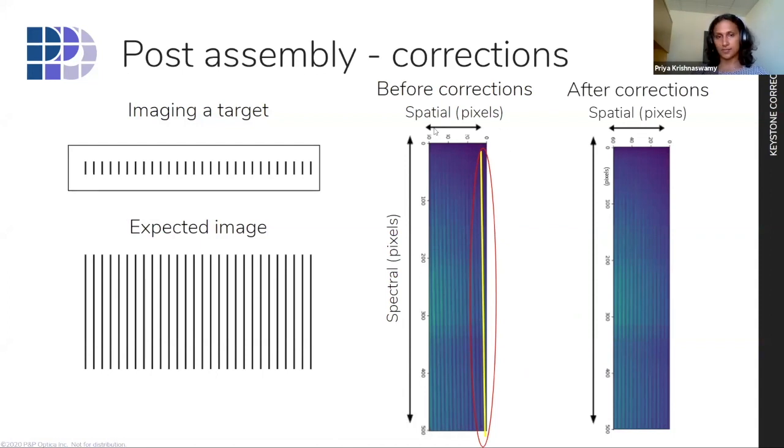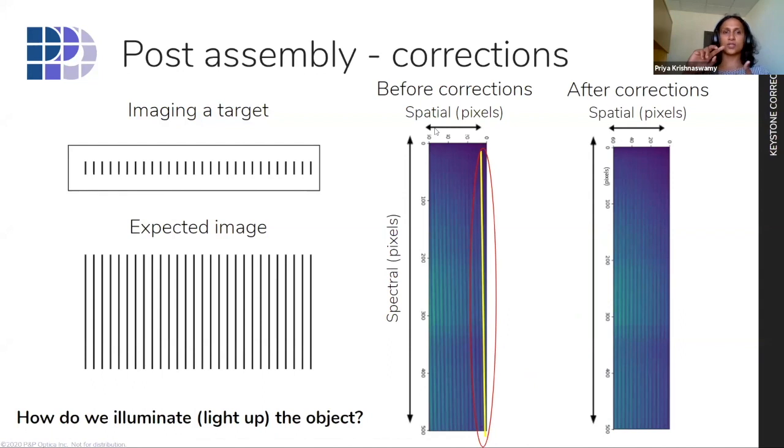So how do we illuminate the object? Now we spoke about how a spectrometer is built, how the resolutions come into place, and how the corrections are done. But the next question is, we need to have a reference spectrum to analyze. So that's where the lights come in.